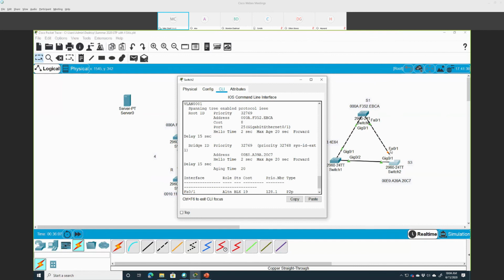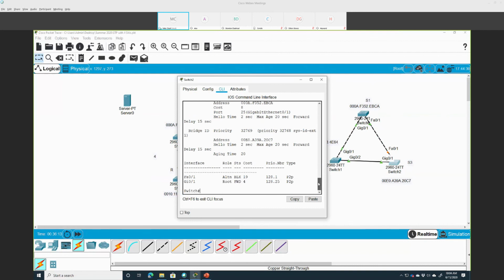Now, what is this port? This is going to be the alternate port, and this is going to be forward. And that's what you see on the status right here. F0/1 is blocked, basically. And this is forward. And this is the root port. You follow?